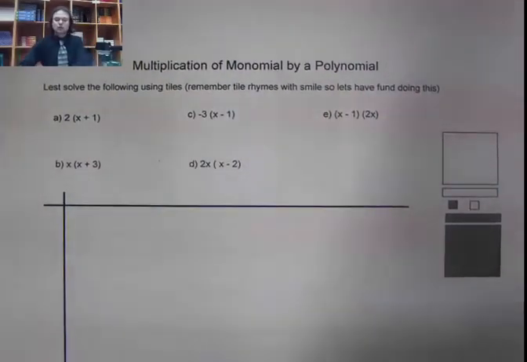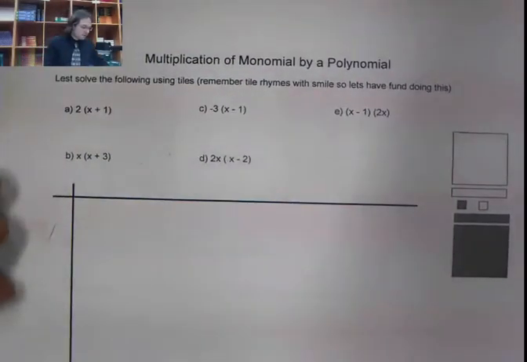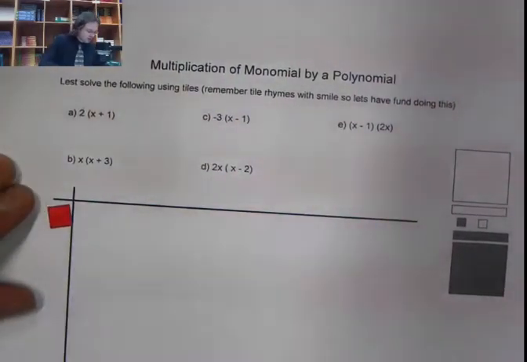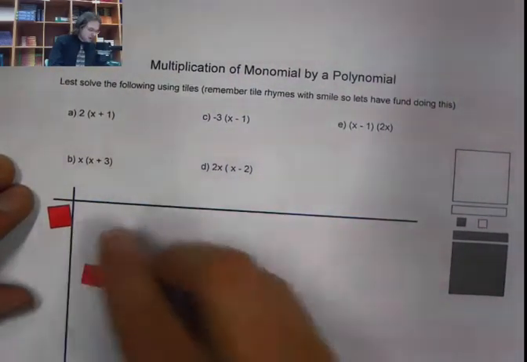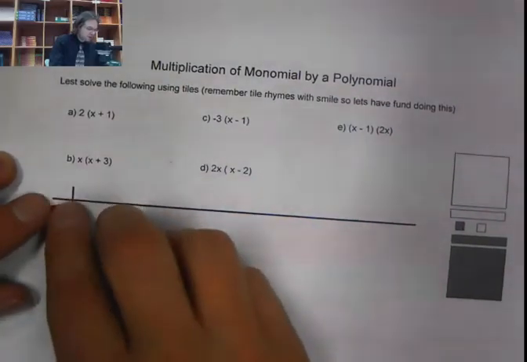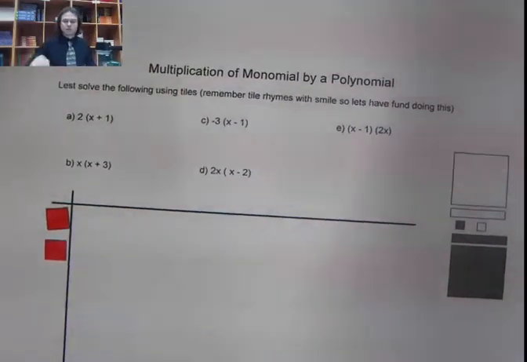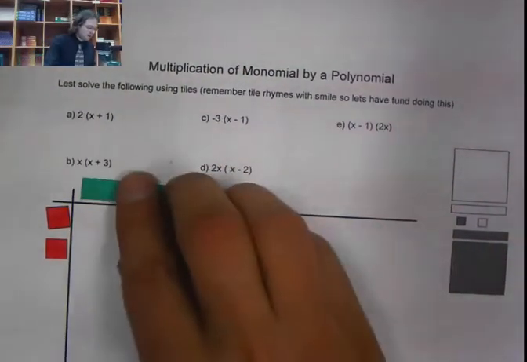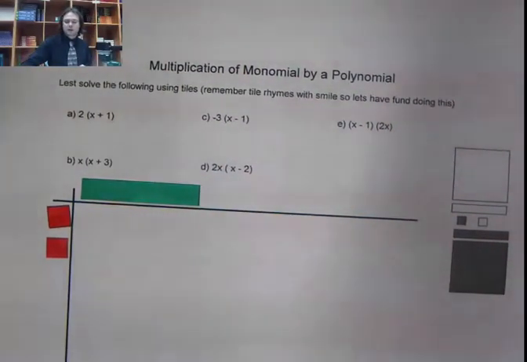So I'm going to get 2 here. I want 1, and red's positive, 2, okay? And we want to multiply that by x plus 1. So there I have my 2, and we're going to multiply it by x plus 1. So we have x, and I want a 1.